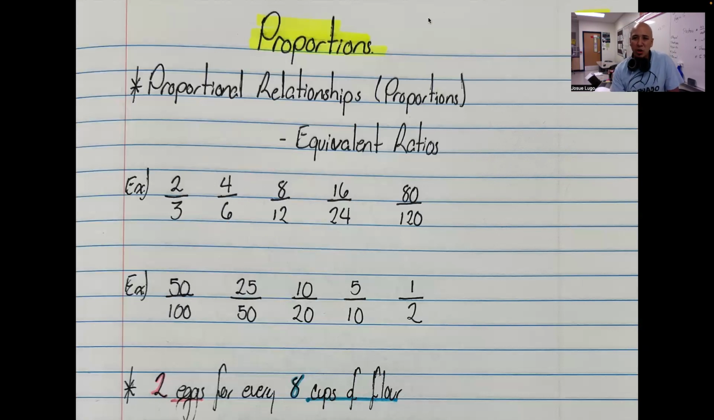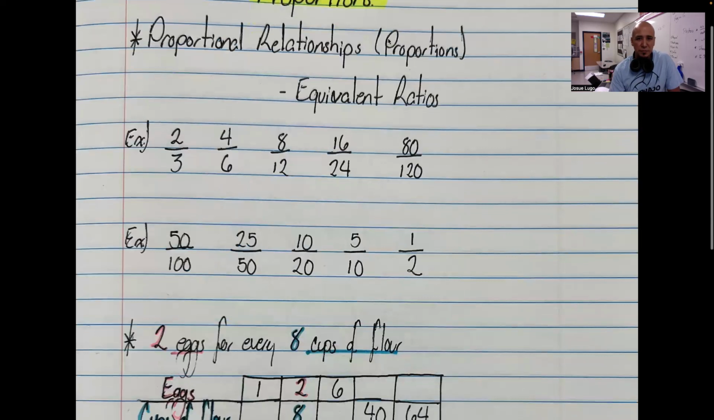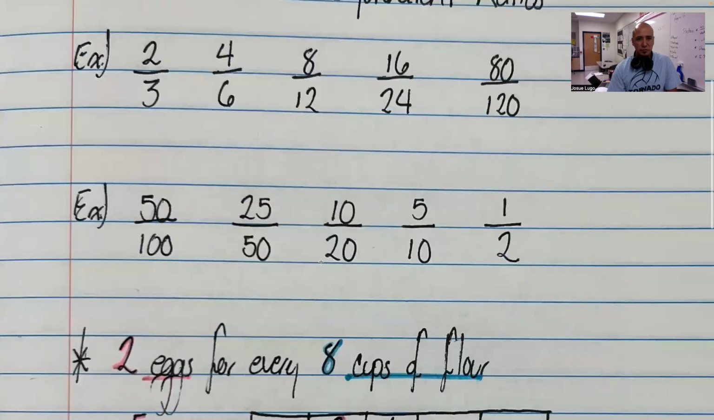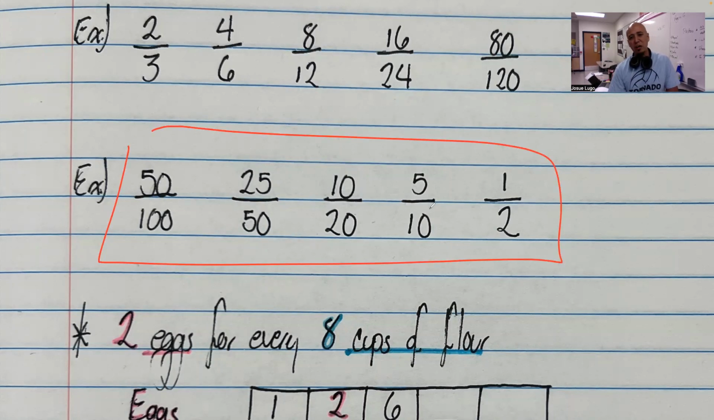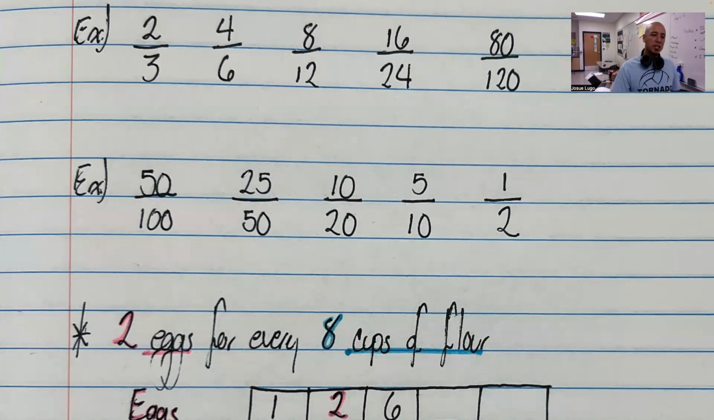But notice that down here, we also have another proportional relationship. Let me go ahead and zoom in down here. Notice that we have 50 over 100, 25 over 50, 10 over 20, 5 over 10, and 1 over 2. Now, what do all of those fractions have in common? What do each of those ratios have in common? Well, each of those ratios will simplify to 1/2. Each of those ratios represents half. 50 is half of 100, 25 is half of 50, 10 is half of 20, 5 is half of 10, and 1 is half of 2.